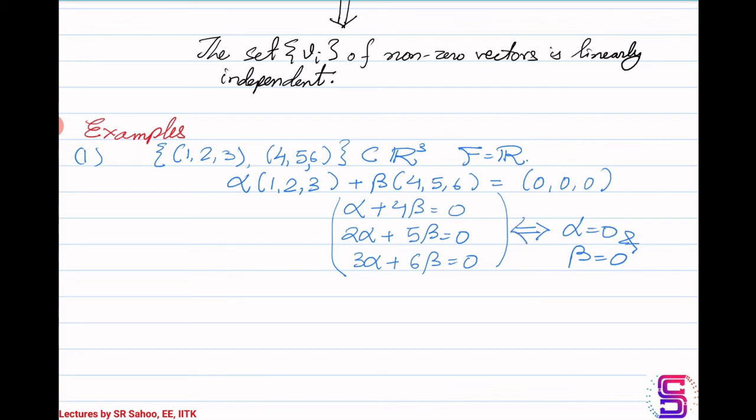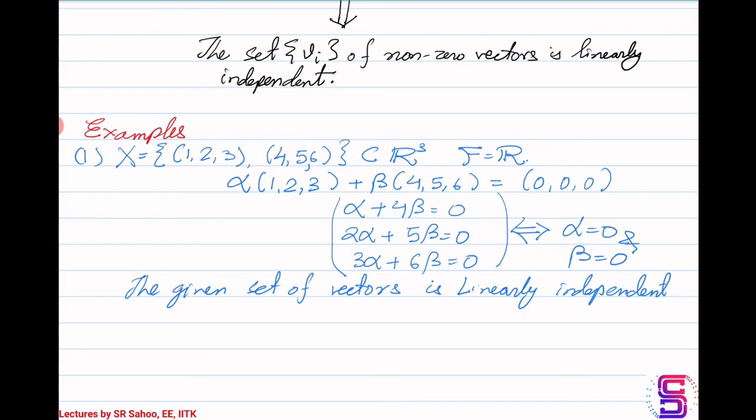but it so turns out that the only solution that this equation has is alpha equal to 0 and beta equal to 0. Now, because this is true, let us represent this set as some capital X. So the given set of vectors is linearly independent.